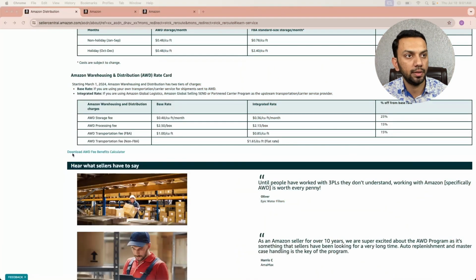Now this tool here, the AWD fee benefit calculator, is a pretty good tool to compare your current 3PL cost with Amazon AWD, and then you can make a business decision whether you should go for it or not. We have tried AWD for a couple of our clients, and I believe the cost is almost the same, and in some accounts around 5 to 10% better than the 3PL service provider we were using.